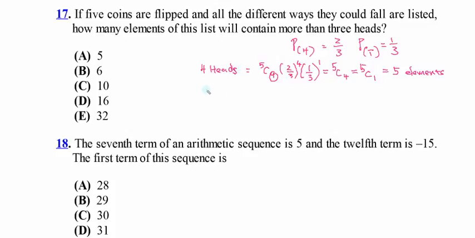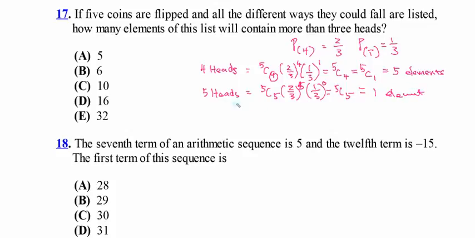Now next will be 5 hits. Five hits is 5C5. If you want to calculate the probability, hit is 2/3, so 5 times. This is 1/3. None of them is tail, so this is 0. Okay, that is the probability. But if you talk about number of ways, then it's 5C5, which actually becomes 1.